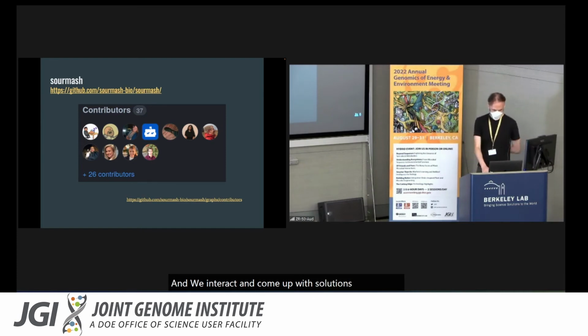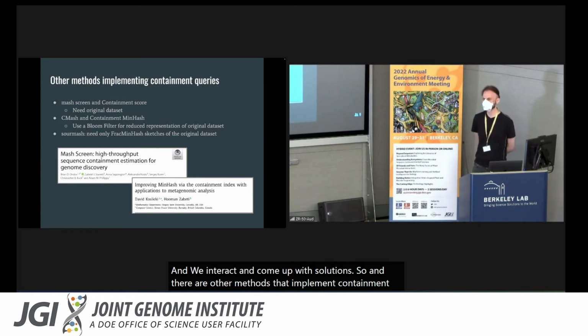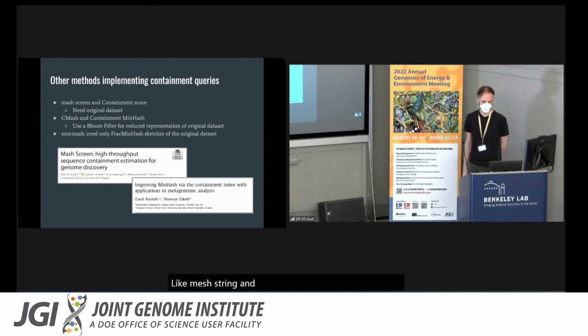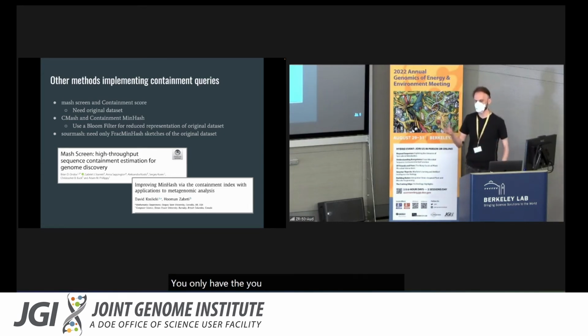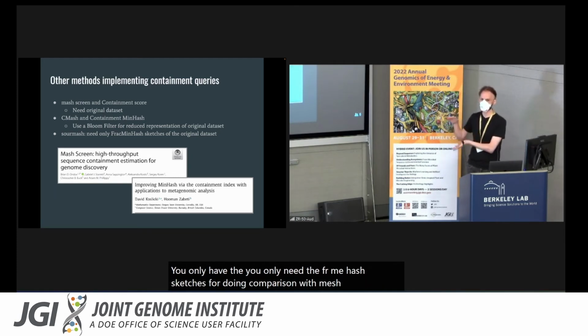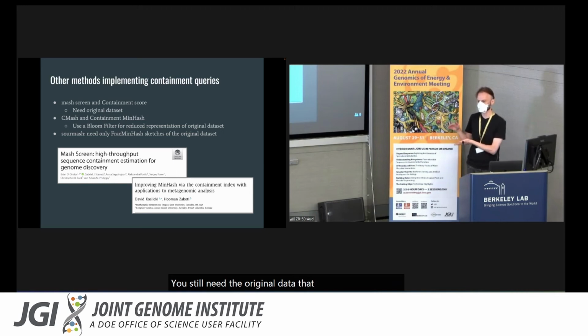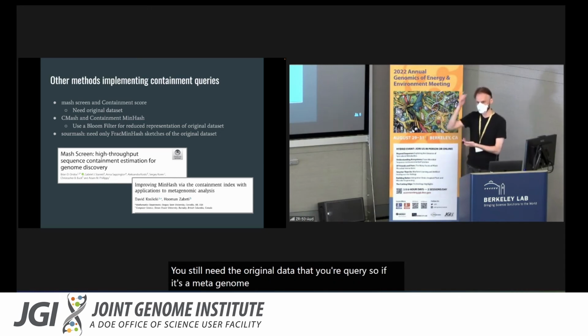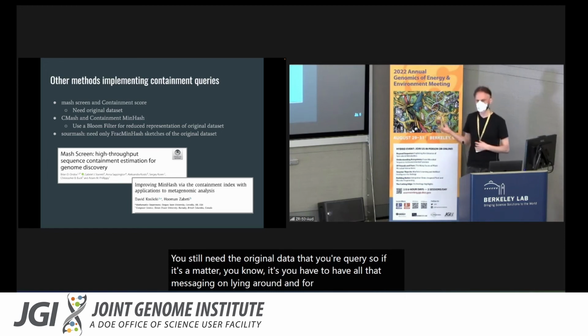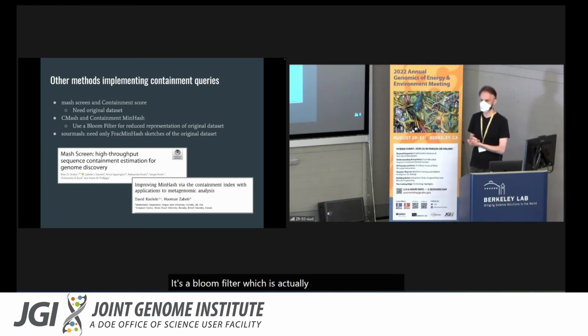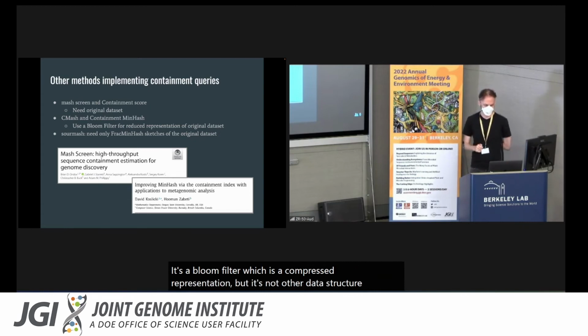And there are other methods that implement containment queries, like Mash Screen and CMash. The main difference between what we do in sourmash is that in sourmash you only need the FracMinHash sketches for doing comparison. With Mash Screen, you still need the original data that you're querying. So if it's a metagenome, you have to have all that metagenome lying around. And for CMash, it's a Bloom filter, which is a compressed representation, but it's another data structure involved.